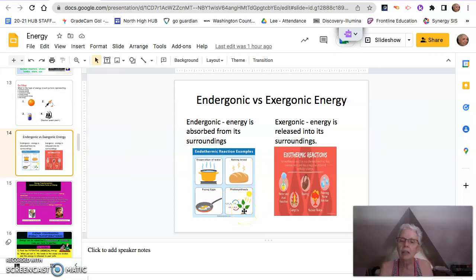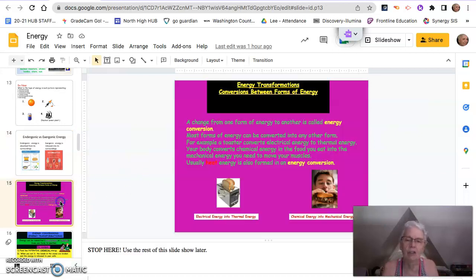Now, exergonic is when you release energy out into the world, such as in fires, in different types of steam. Freezing ice, even, is an exergonic reaction.